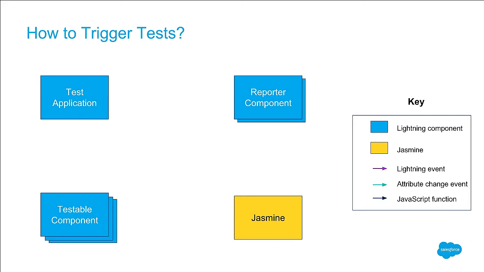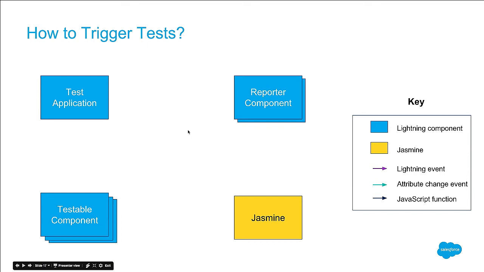So if you look in the key, as well as the Lightning components and Jasmine, I've got three different types of interaction. I've got a Lightning event, which means I'm actually creating an event, encapsulating it, sending it off. It's actually registered. And I've got an attribute change effect, where I don't actually need to create the event or anything like that. I just change the attribute, and then whatever is listening for a change event on that gets notified that it has happened. And also I've just got a regular JavaScript function, because Jasmine is attached to the window object, so I can actually directly call JavaScript on the Jasmine object itself.